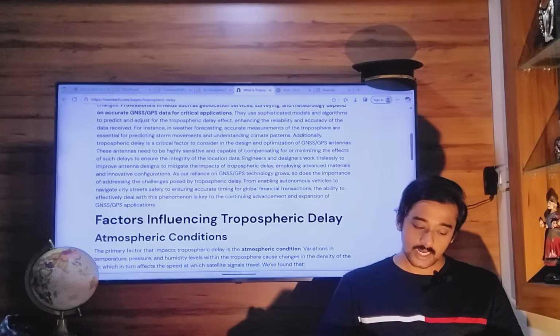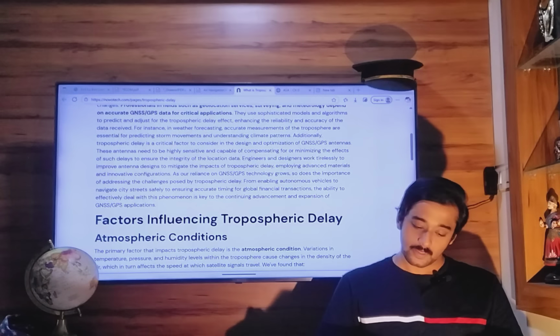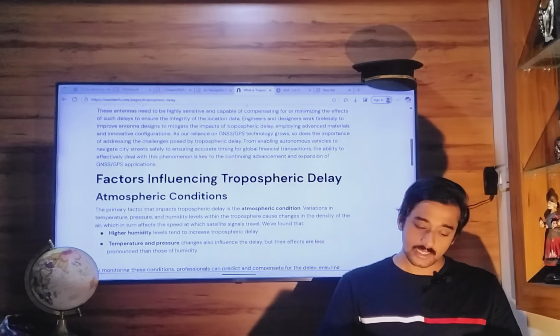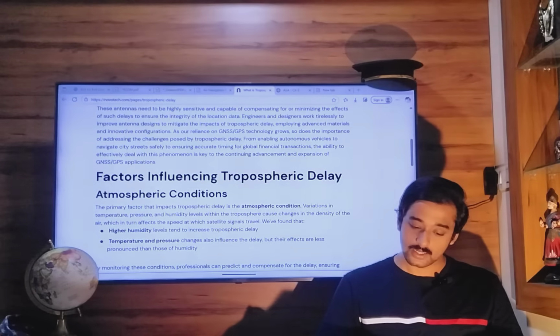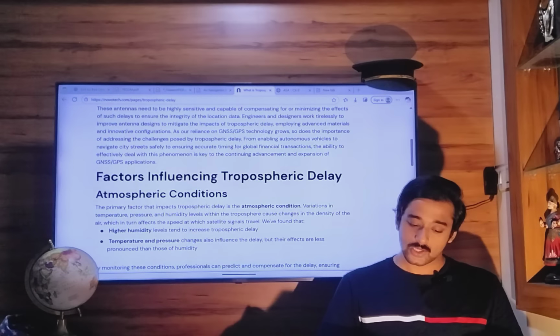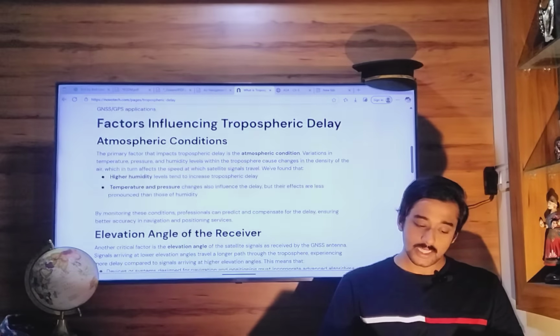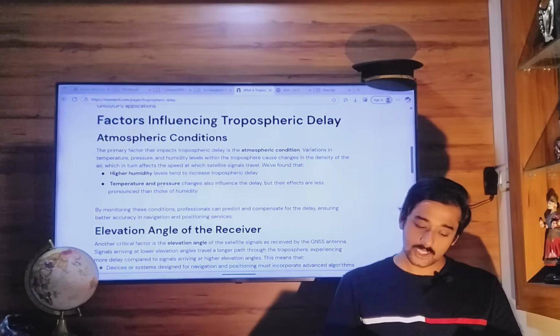Engineers and designers work tirelessly to improve antenna designs to mitigate the impacts of tropospheric delay, employing advanced materials and innovative configurations. As our reliance on GPS technology grows, so does the importance of addressing the challenge posed by tropospheric delay. From enabling autonomous vehicles to navigate city streets safely to ensuring accurate timing for global financial transactions, the ability to effectively deal with this phenomenon is key to continuing advancement and expansion of GPS. So basically, factors influencing tropospheric delay are high humidity and temperature and pressure changes.